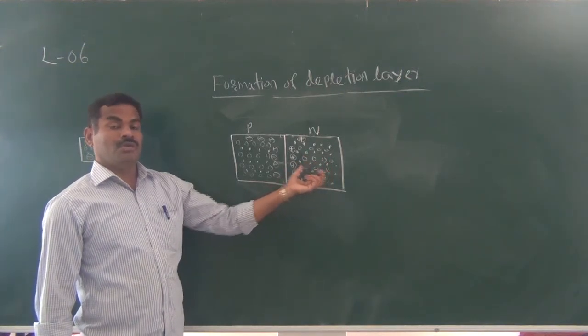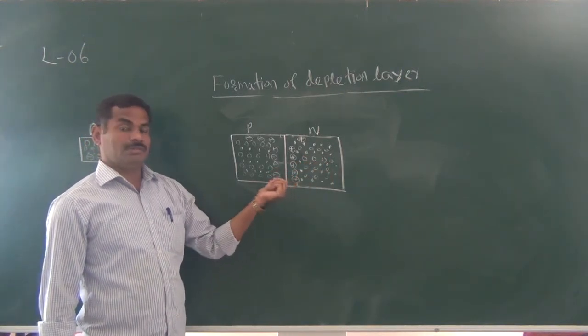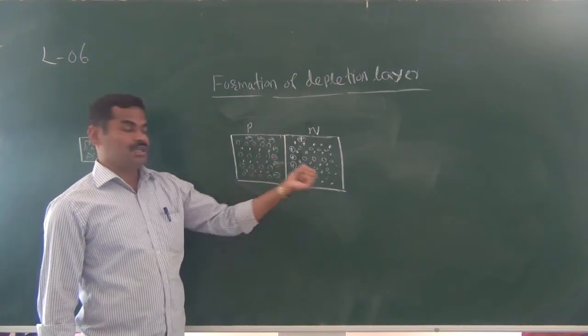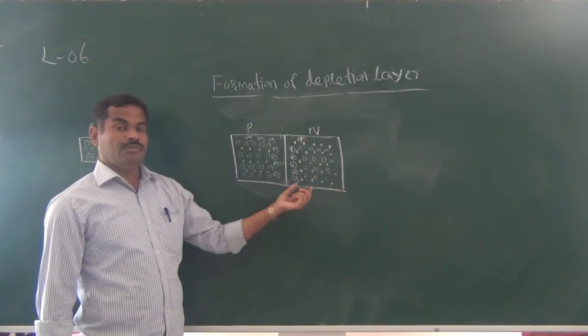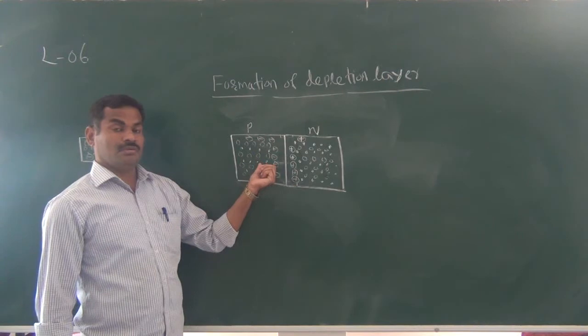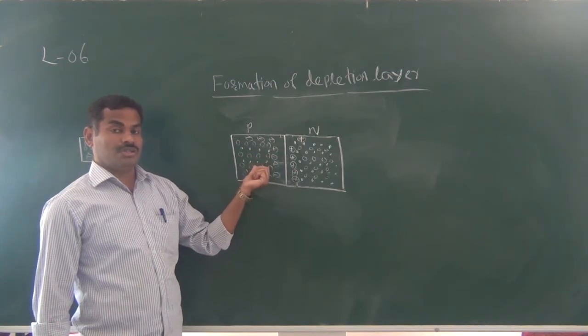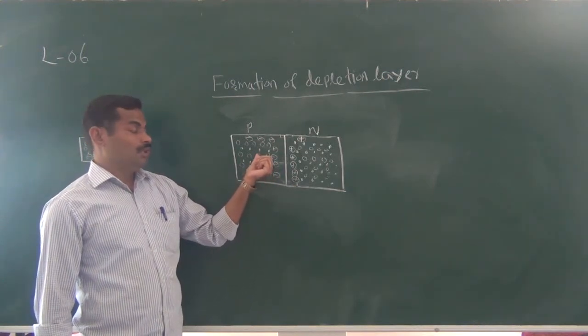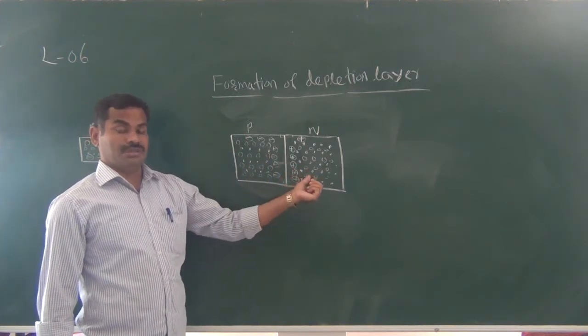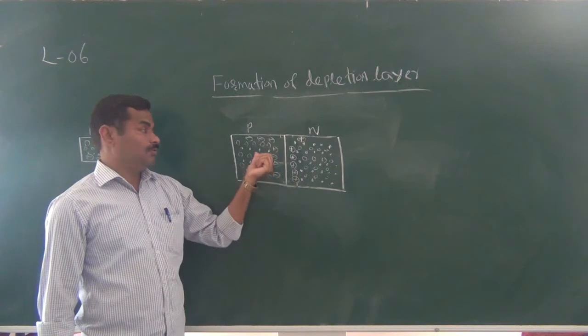Then what happens whenever you combine the P-type and N-type semiconductor? The holes, because they are higher in concentration in the P-type semiconductor, will diffuse from the P side to the N side.